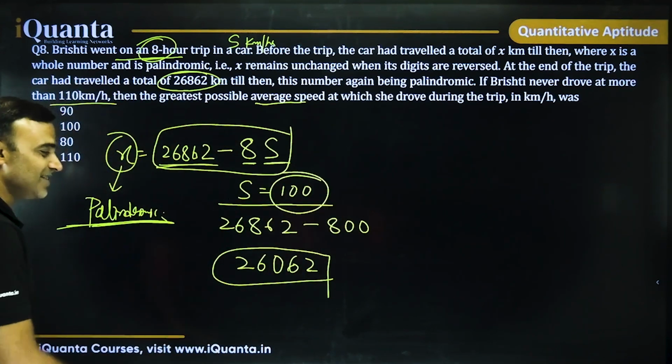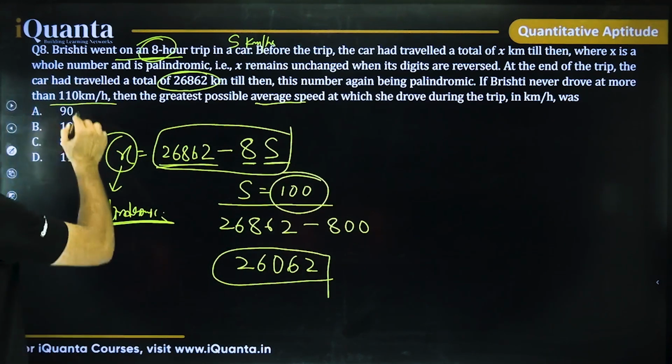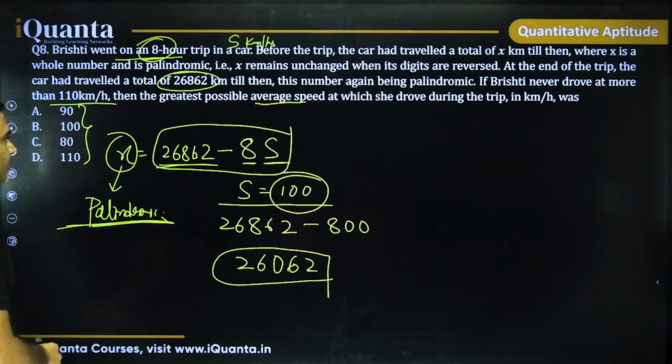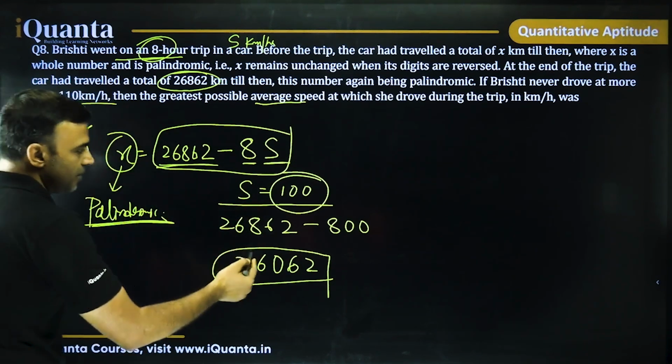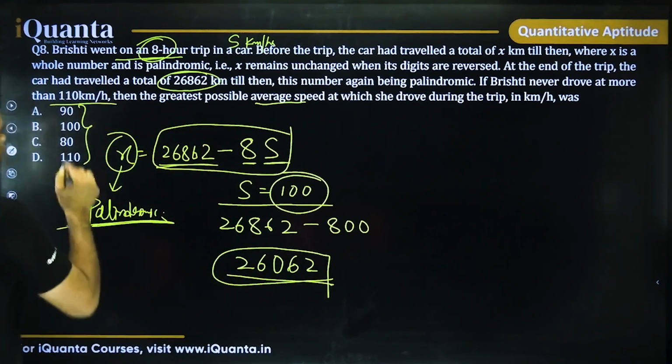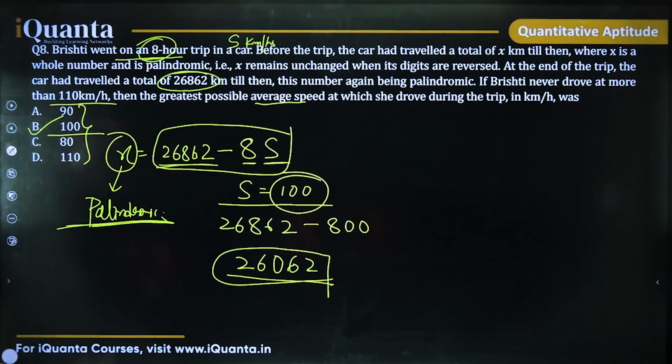That's it. The question is done, over, right? Because the options are very clear: 90, 100, 80, 110. So I would rather see that there is no other possibility. If I use any other, it is not going to remain a palindrome. So the answer has to be 100, and that's it. And that's the reason that I said it is a slightly funny question.